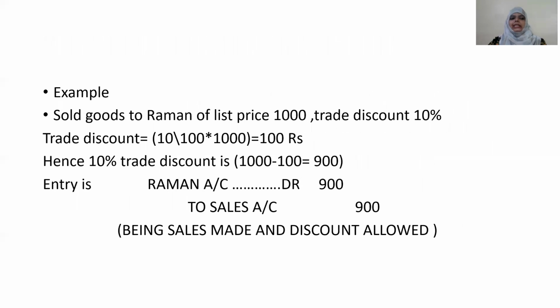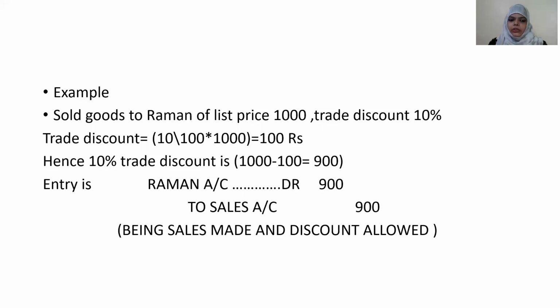Moving ahead, example. Goods sold to Raman at list price 1000, trade discount 10%. Now see this transaction. Trade discount 10% means first we have to take out how much is 10% of 1000. So 10 divided by 100 into 1000, that is 100 rupees. Hence, after 10% trade discount, it is 1000 rupees minus 100 rupees, which is equal to 900 rupees.